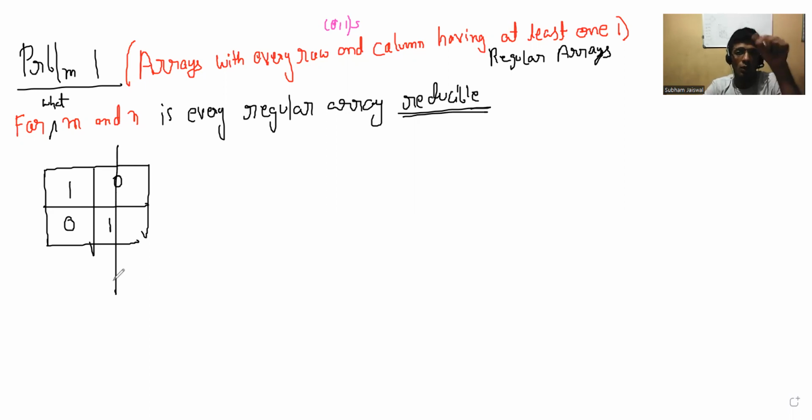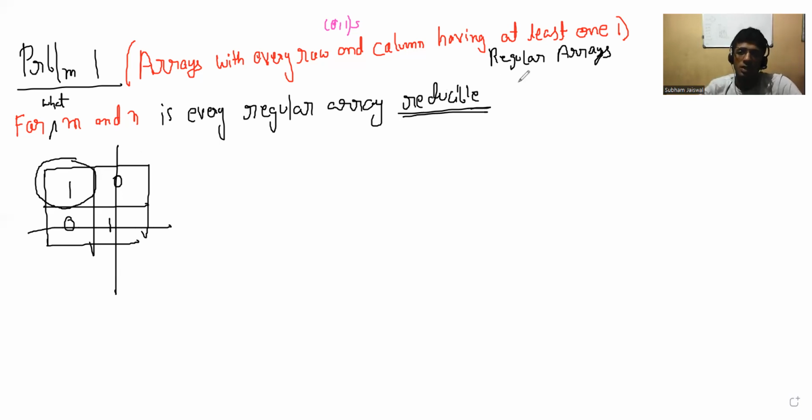No, but you have to remove a row also. So reducible means you have to remove one row and one column. Everybody sees this definition, right? You should be able to remove a row and a column so that the resulting thing is still regular. Not the first row, you see. If you remove the first row, then that's bad. But if you remove the second row, then the resulting thing is just this, which is regular.